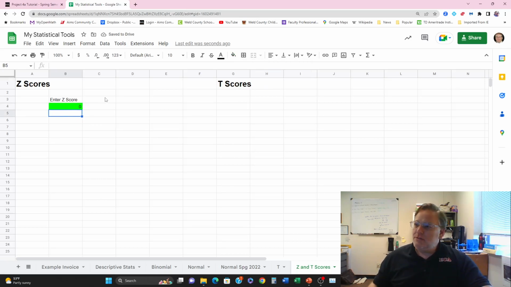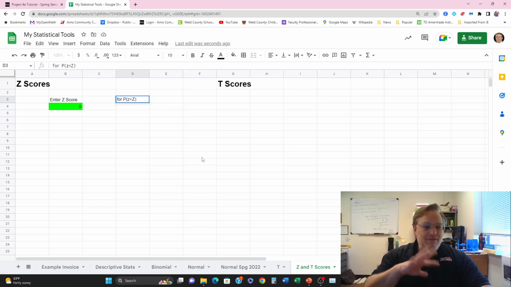I'm going to go to the right a little bit here, a couple of columns where we're going to give some output data. It's going to have two columns of output data here. The first one is going to be for probability z being less than Z. So in other words, what's the probability that you're going to have a value of the normal distribution that's to the left of the one that you're giving here.